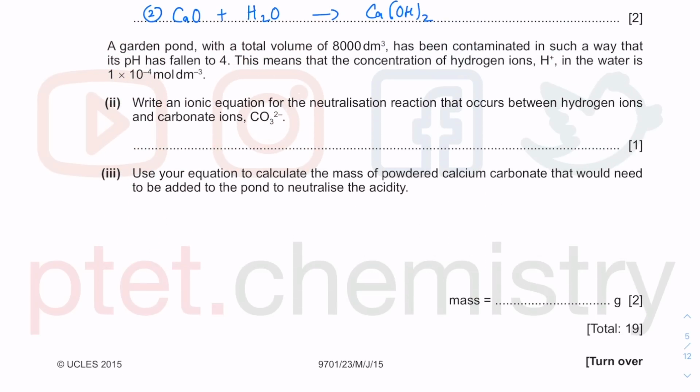Now this last bit is asking you to write an ionic equation. So in an ionic equation, you must have state symbols. This is between hydrogen ion and carbonate ion. The H+ ion is present in acid. The carbonate ion is present in metal carbonate. So you're talking about any carbonate will react with acid.